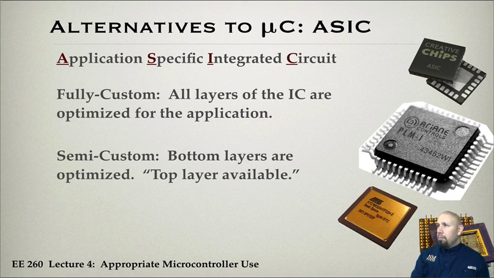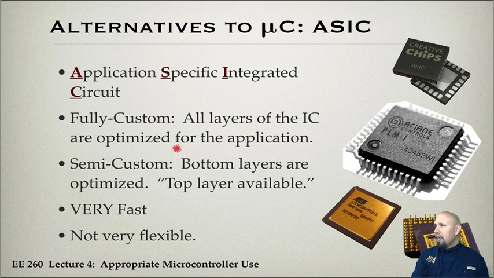And we have two varieties of ASIC. You have the fully custom, where all layers of the integrated circuit are optimized for the application. And then we have the semi-custom, where the bottom layers are optimized. In the fully custom case, this is fully optimized for a specific problem. So there's no flexibility. You can't change it. You can't use it for something else other than what it was intended for, pretty much. Whereas the semi-custom has the bottom layers that are optimized, and the top layers are available to modify. So we have a little bit of flexibility with this.